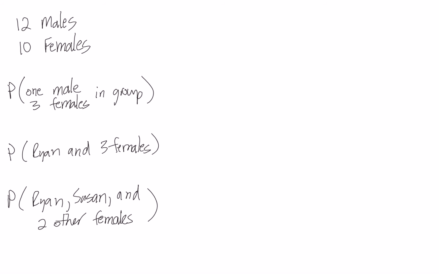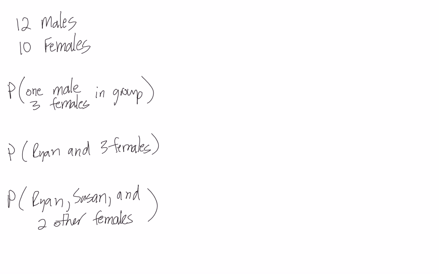Okay, let's do one more kind of question and then we'll stop. So in this case we've got 12 males and 10 females. They're in a classroom and the teacher's going to put people in groups. So the first question is, what's the probability we would get 1 male and 3 females in one group? So our group is going to consist of 1 male and 3 females. So order doesn't matter, so we want to use C's.